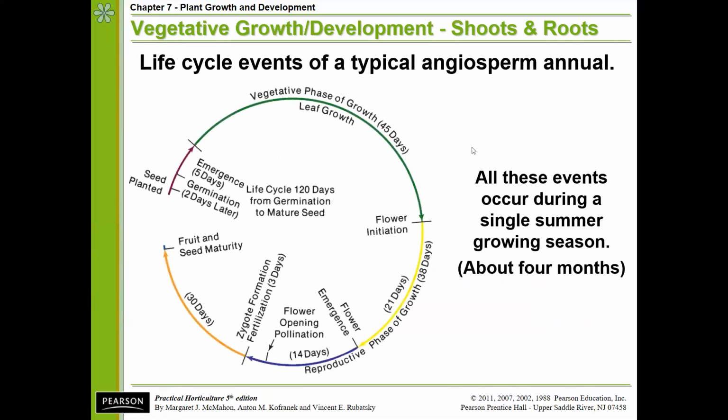So here's a typical angiosperm annual. Seeds are planted, we have vegetative growth, flower initiation, floral growth, flower emergence, flower opening, pollination happening, then fertilization, and then it gets into seed production, with the fruit and seed maturing. That's the end of the life cycle. And with plants, as with most organisms, the goal of life is to reproduce.